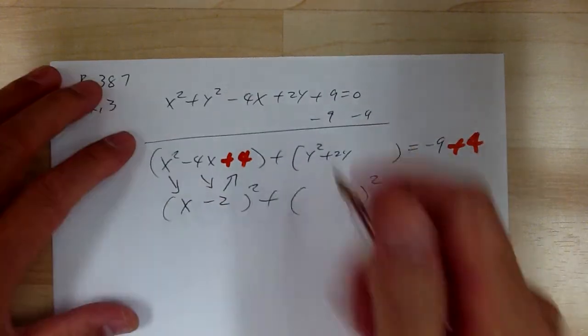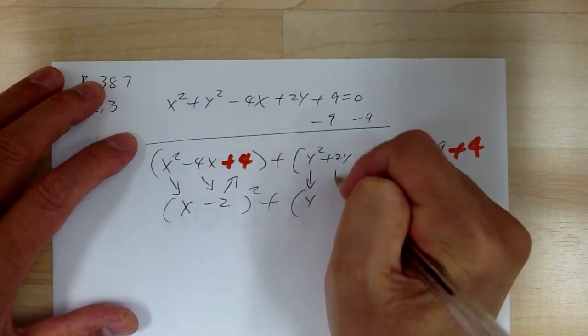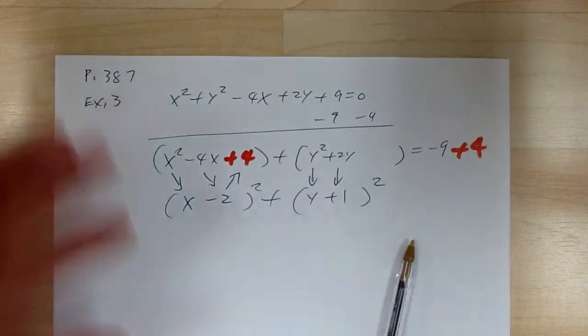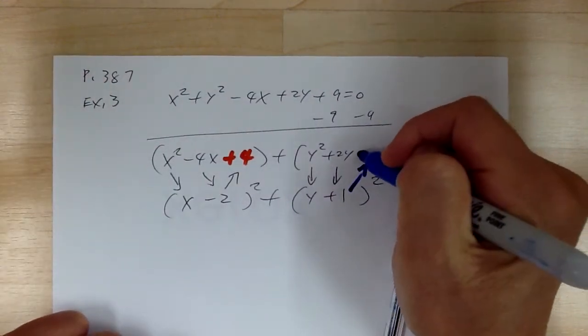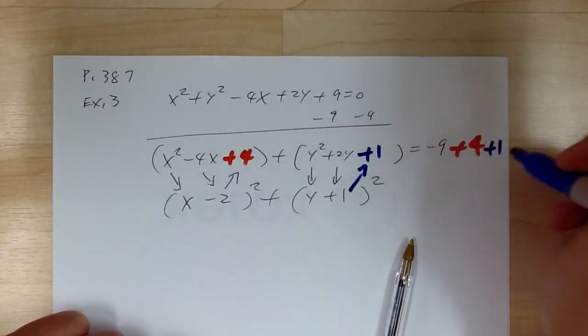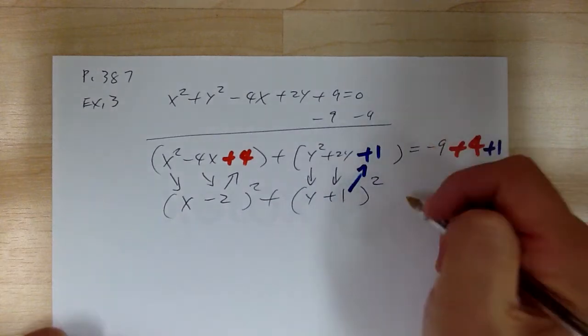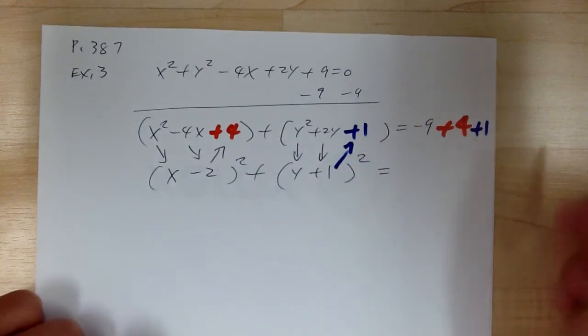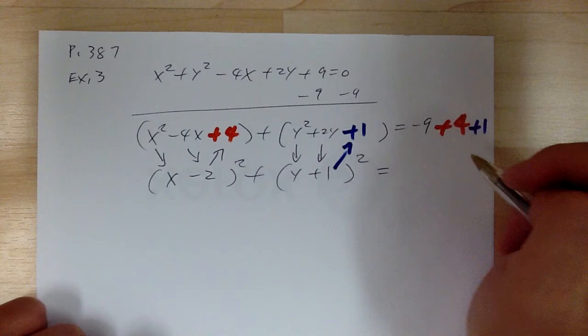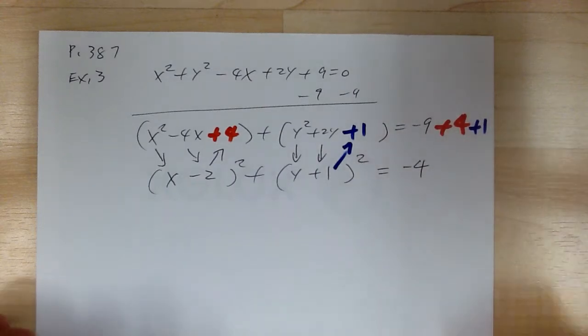Okay, then over here, from this, you're going to get y, and from here you're going to get plus 1. So you add 1. So your net result is going to be equal to negative 4. Now you have a problem.